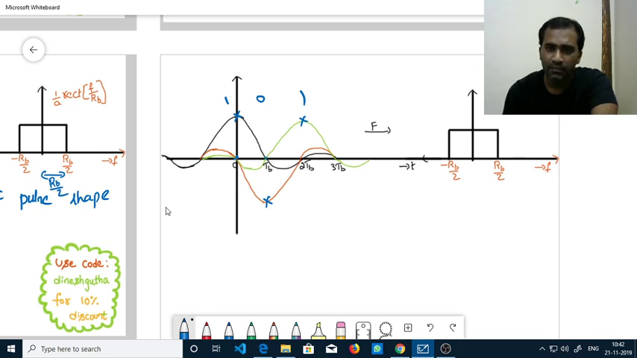Similarly, second point, if you observe, at TB I am sampling at TB. At TB, we are having the effect of only the second pulse. The effect of first pulse is 0, effect of third pulse is also 0, effect of fourth pulse is also 0. All the other pulses are becoming 0 at TB. So here at TB, we are going to get the effect of only the second sync pulse.